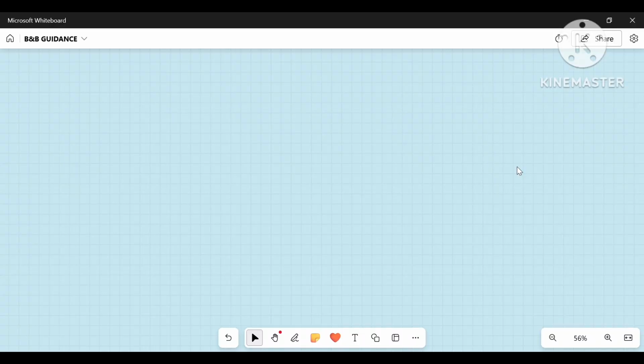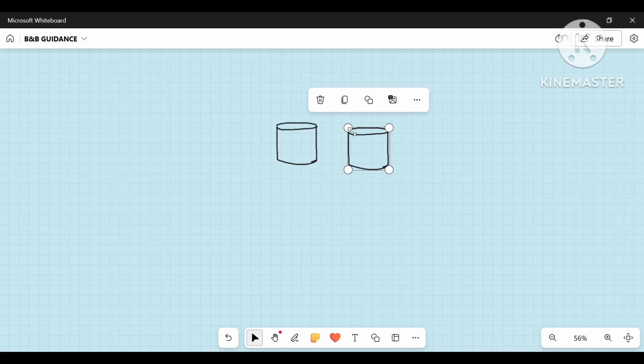The question is three identical beakers. Let me draw three identical beakers. Well, one more beaker of this type. I will select this and copy. Okay, again one more beaker.